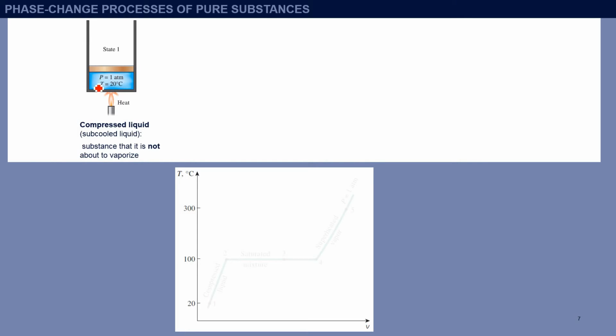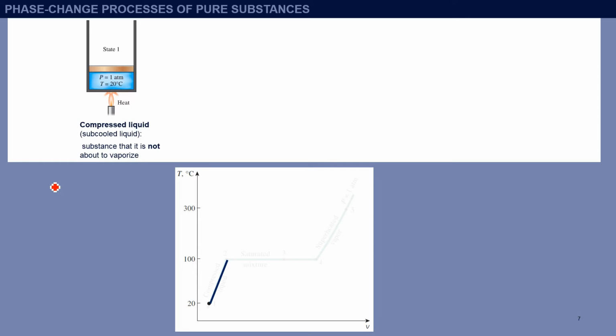It's not going to boil just because we add a little bit of heat into that, so we call it compressed liquid. So in a TV diagram, if we try to illustrate it, we will see something like this. And if I add heat into this, what's going to happen? The temperature is going to rise and the specific volume is going to rise. So we will see a process like this.